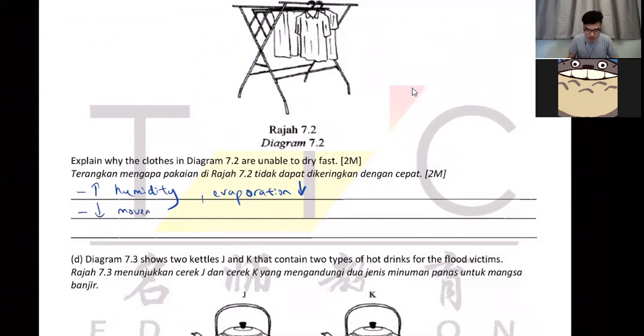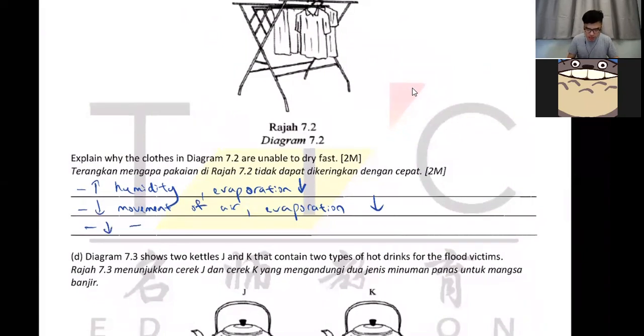There's no wind in a room. Okay, low movement of air. So evaporation. You can even say temperature, low temperature. I don't understand why it is not mentioned in the notes. You can always say low temperature. Inside your room, it will be cooler, because at room temperature there's no sun. Cooler. So your evaporation will also be lower.